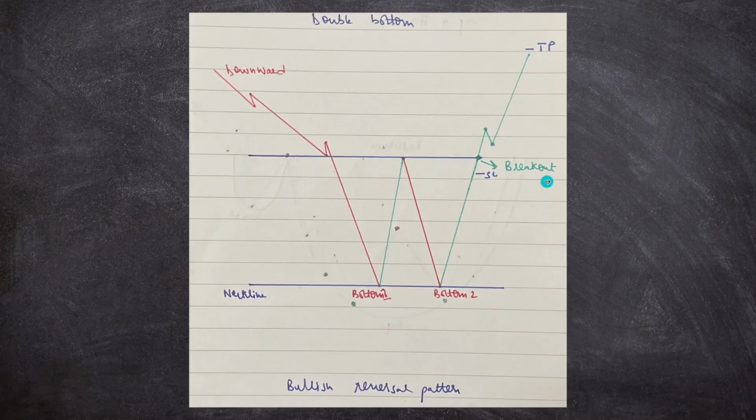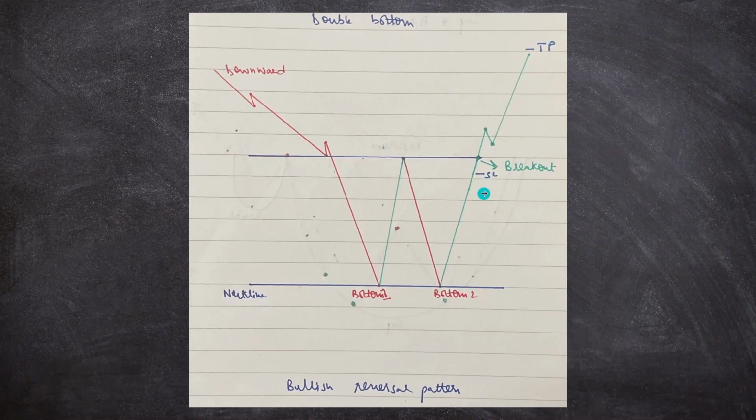Now let's get to the second pattern, which is the double bottom pattern. This is the exact opposite of the double top pattern, and this is a bullish reversal pattern. This indicates that the price is in a downward trend and takes support from the neckline, then bounces back, and then again it comes down to the support zone, then it gives the breakout and then moves in an uptrend.